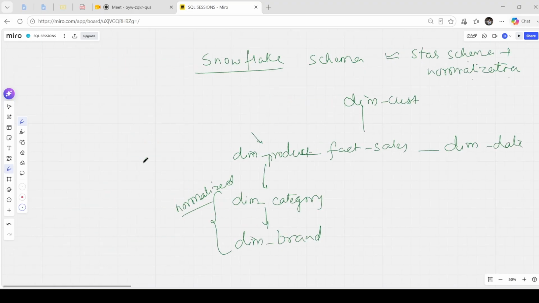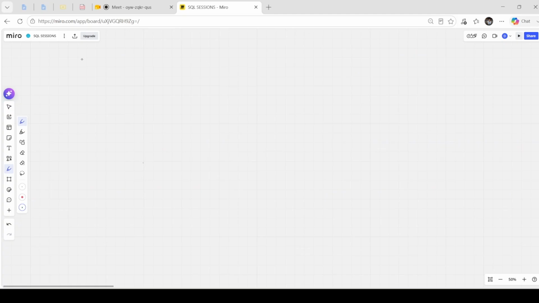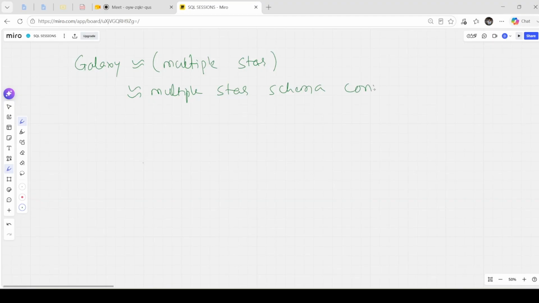Okay. Now the next thing is Galaxy. Galaxy will be comprising multiple stars, right? Can you relate to it? We say Galaxy has multiple stars. It's exactly the same thing. It's going to have multiple star schemas, but these star schemas will be related. How are they related? I'll just show you one last thing here. So these are connected together. Okay, so how is it connected?